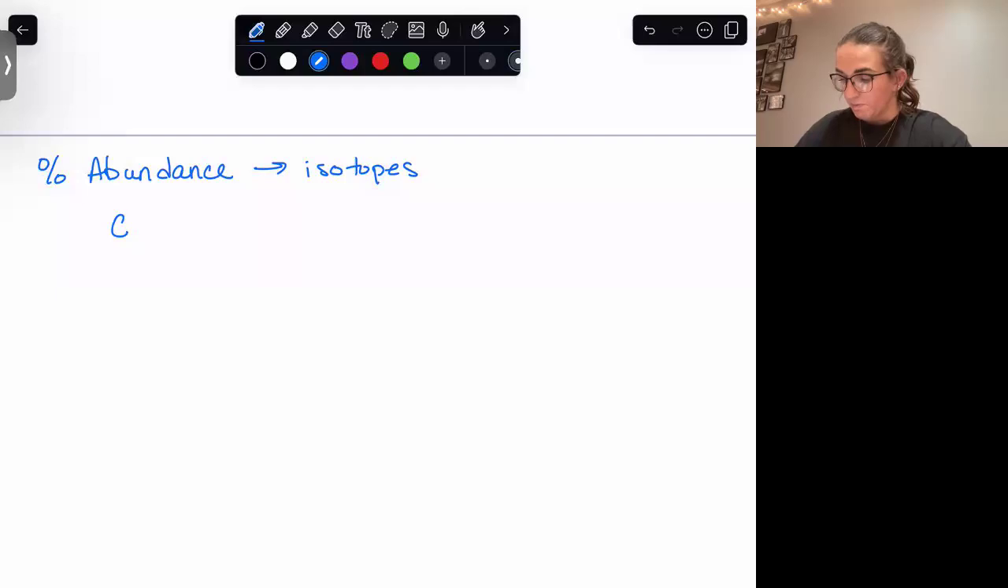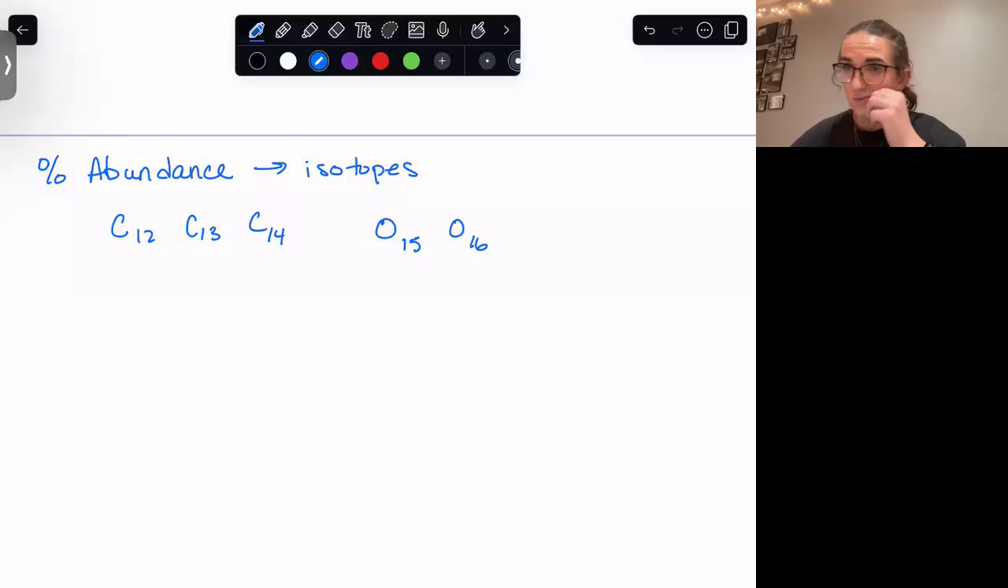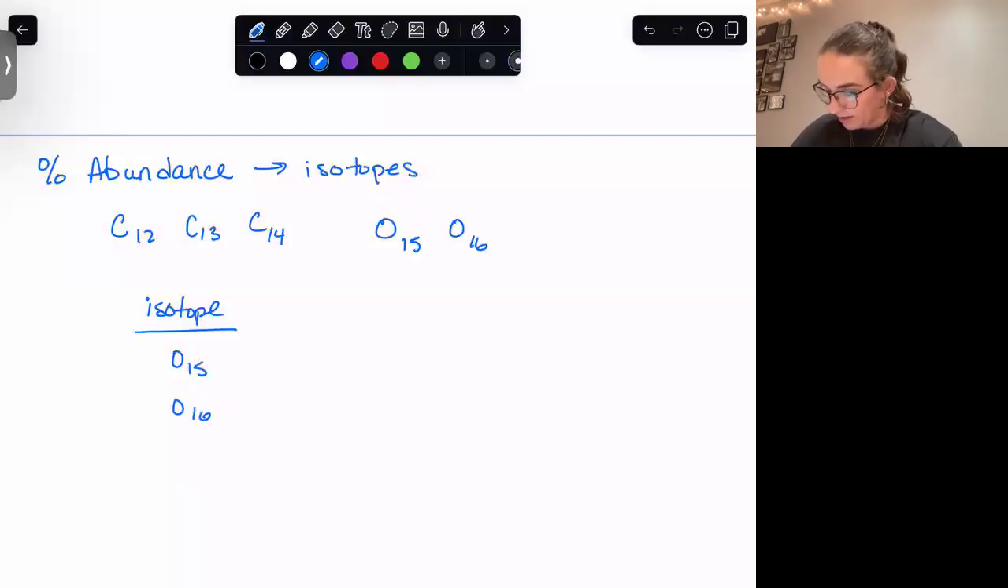Or if we look at carbon, there's carbon-12, there's carbon-13, and there's carbon-14, right? So these are the three isotopes that exist for carbon. I forget what oxygen is, but I think oxygen is 15 and oxygen 16, something like that. Right, but if you have these two isotopes, then you would be given the isotopes in a chart, and it'd be oxygen-15 and oxygen-16.